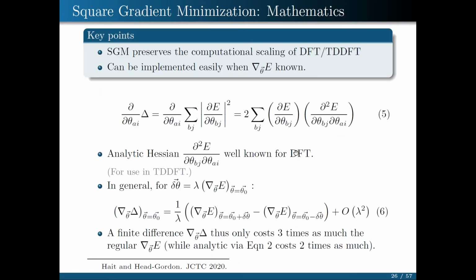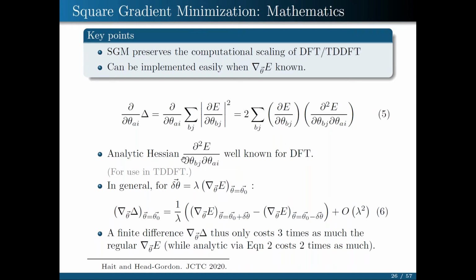Now, I'll just give a quick overview of the math in here, hopefully not boring you too much. The key points are just that the square gradient minimization preserves the computational scaling of DFT or TDDFT. Despite using this complicated squared gradient quantity, it doesn't actually increase the computational cost all that much. And that's because the gradient of delta is equal to the gradient of energy contracted with the Hessian of energy.